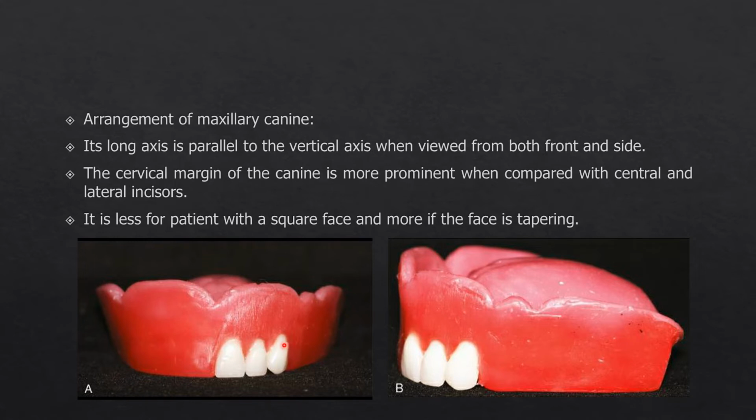In the canine, because of the canine prominence, the cervical part of the canine is pushed more outwards. So it appears as if the canine is tipping or slightly retroclined, and this will be more prominent in people with a tapering arch form, whereas in people with a square arch form, the cervical prominence is kept less.